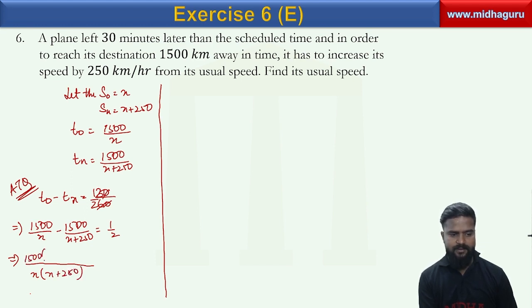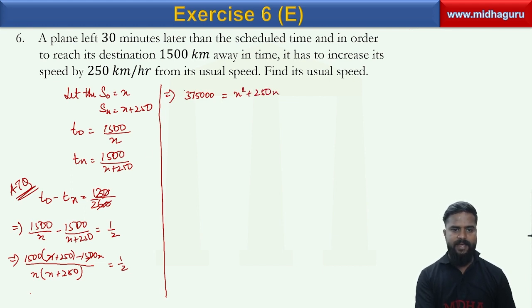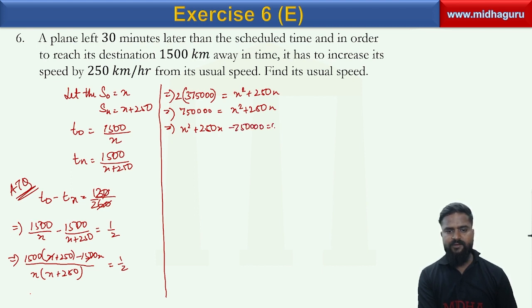Here we have 1500 into x plus 250 minus 1500x. Again, if we open this bracket here, x gets cancelled. So we have x square plus 250x, and this 2 will multiply up here, that is to this term. So we'll get 7,50,000 is equal to x square plus 250x. Bringing the term to one side, we get x square plus 250x minus 7,50,000.